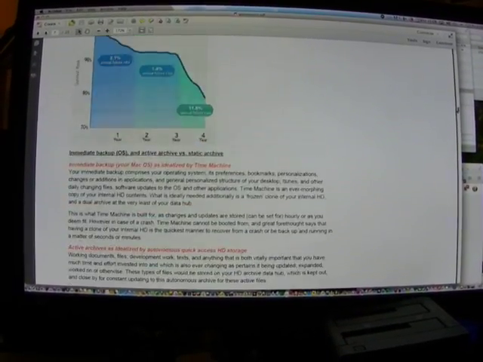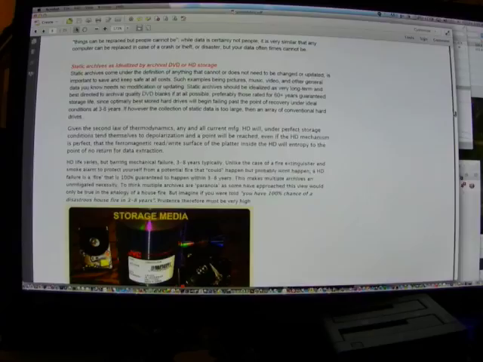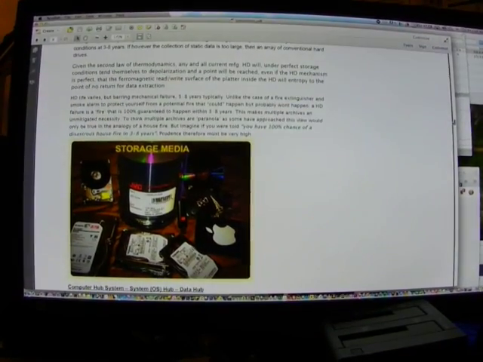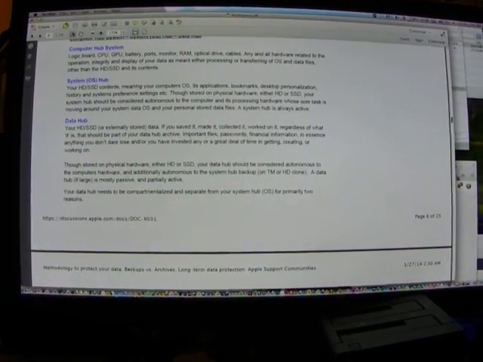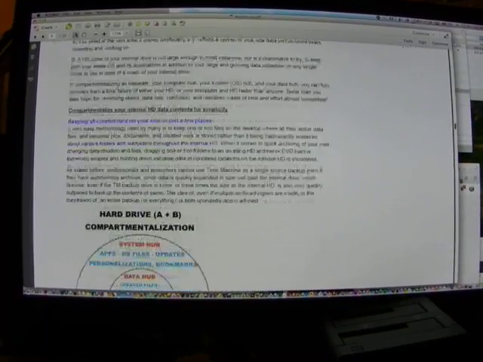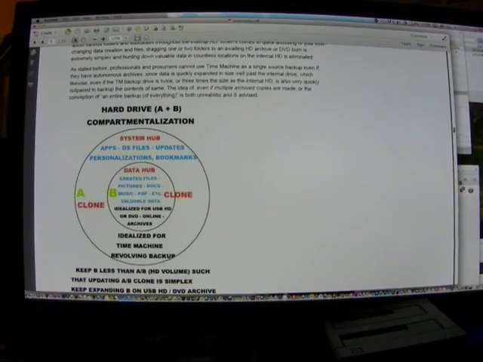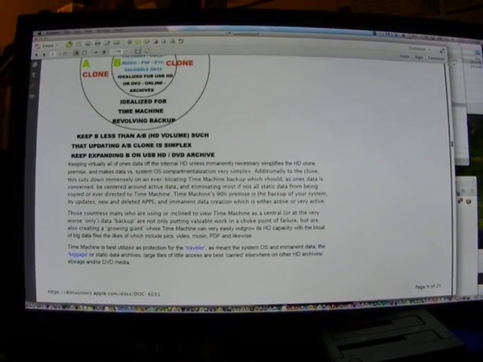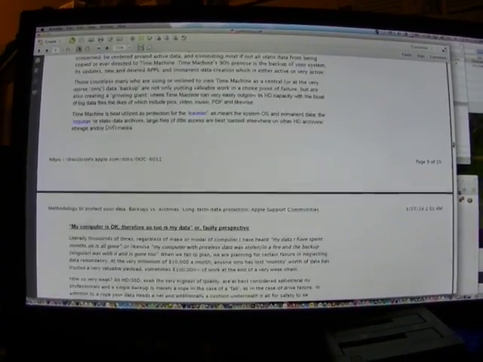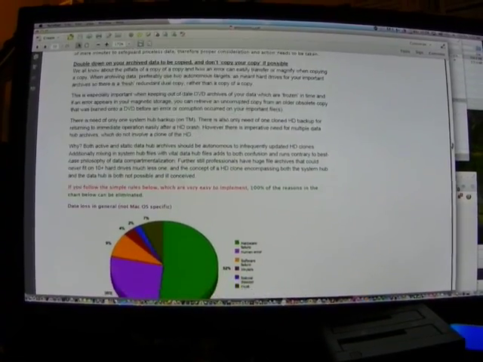And I've brought it all into this simple little article and talk about storage media and how you cannot have everything on ferromagnetic hard drives. I've talked about hard drive compartmentalization, systems hubs, and data hubs. There is logic and simplicity in this article that will boggle your mind.